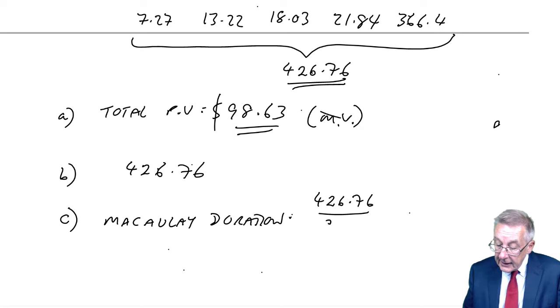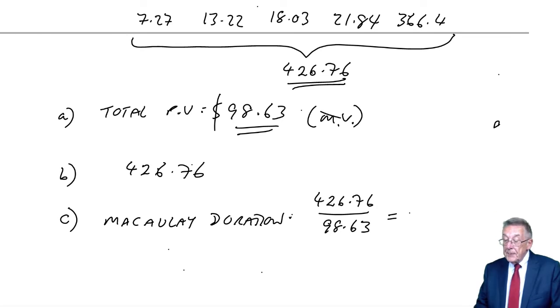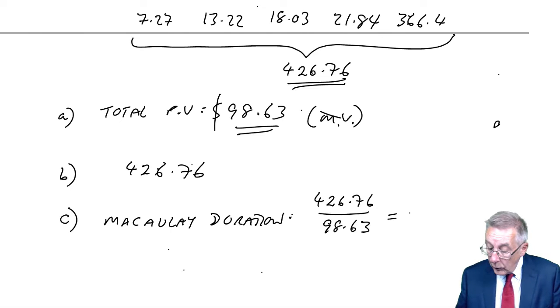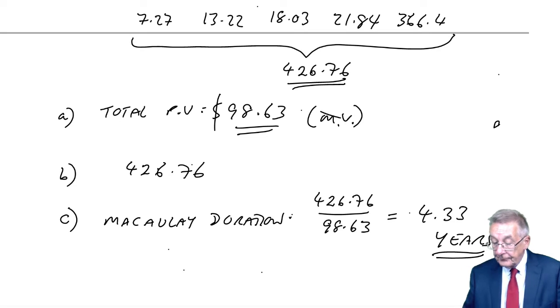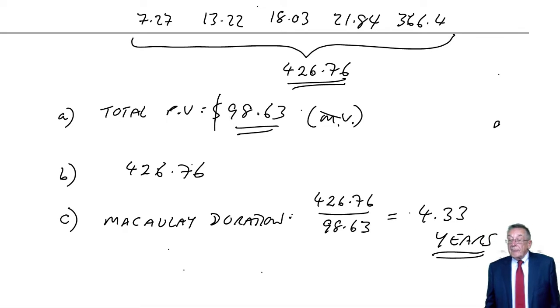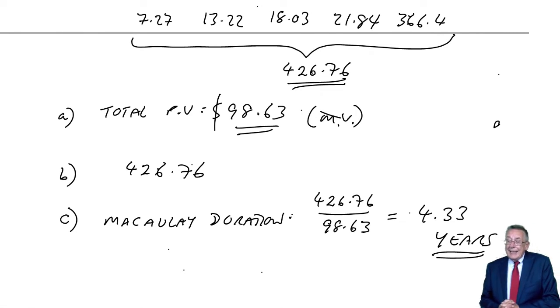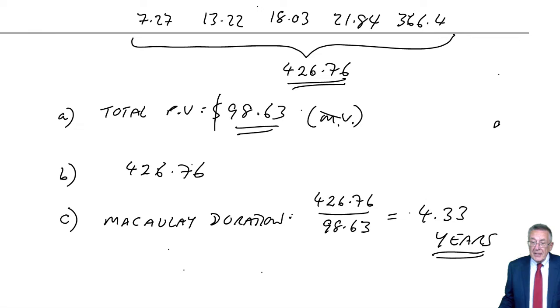426.76 divided by 98.63, which comes to 4.33 years. Now, we'll talk about the significance in a moment, but what we've effectively done, two things in one really, is take a weighted average of the time over which we're getting the money back.